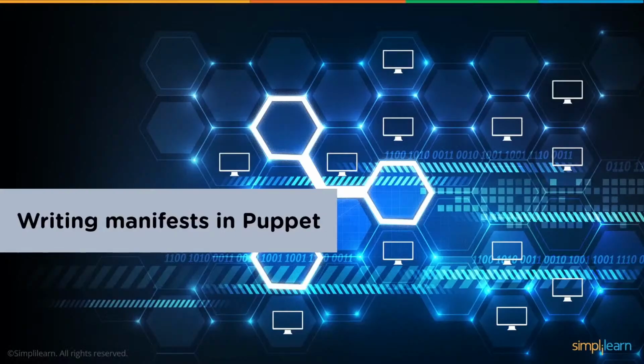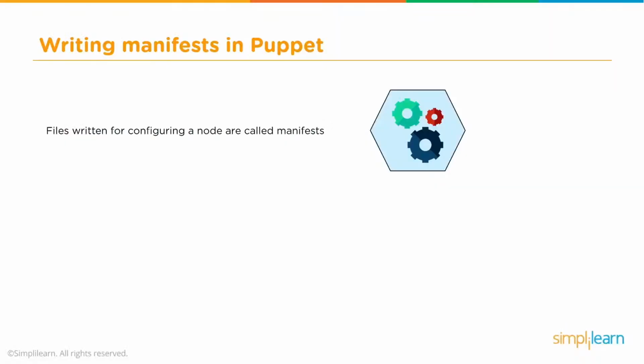So let's look at how you write a manifest in Puppet. So manifests are designed for writing out in code how you would configure a specific node in your server environment.